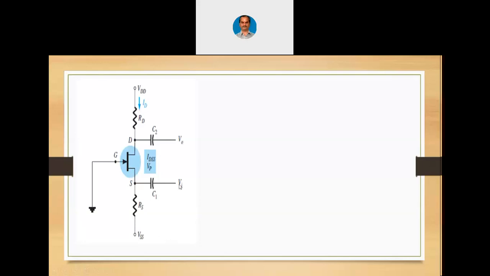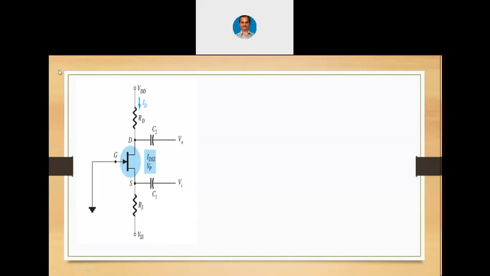Now you can see here, we can apply input at the source and we can take output at the drain. That is also possible. Otherwise, drain and source are always interchangeable, right? So we can apply it the other way also. It does not matter much. Even when the drain and source are non-interchangeable, AC is going to flow in both directions. So it does not matter much. So this is the common gate configuration.